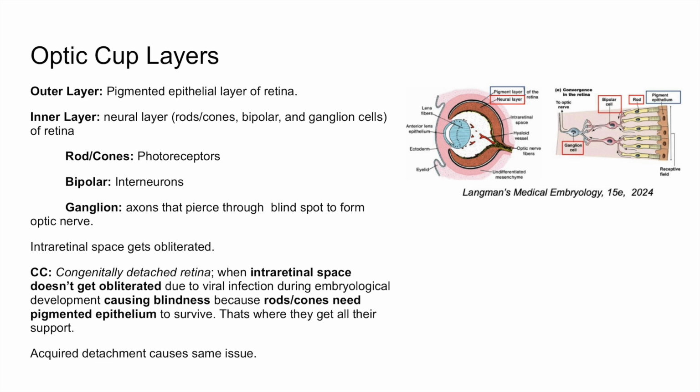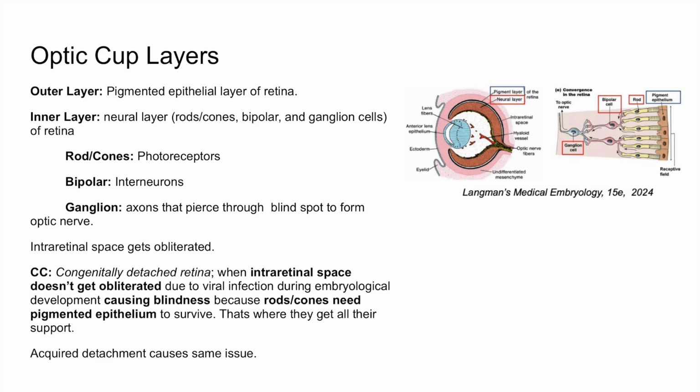So, once more with feeling. The optic cup forms from that neural ectoderm and differentiates into 2 layers, the outer and the inner layer. The outer layer becomes the retinal pigment epithelium, often abbreviated as RPE, which is a pigmented epithelial layer that plays a critical support role for photoreceptors, which are your rods and cones.